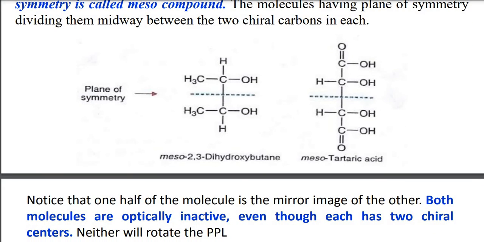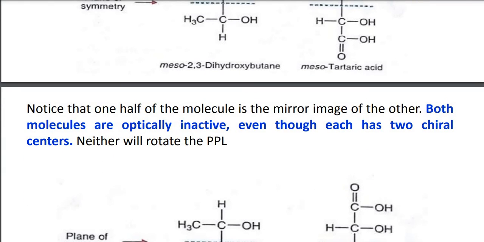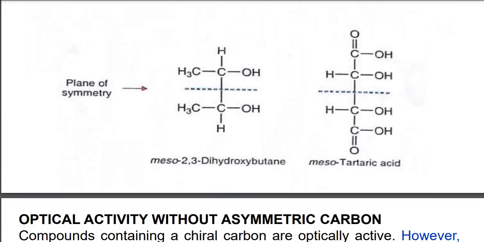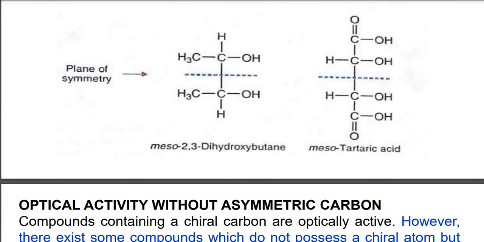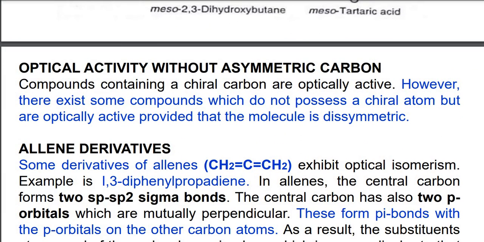You can see the meso 2,3-dihydroxybutane and meso tartaric acid. Notice that one half of the molecule is the mirror image of the other. Both molecules are optically inactive even though each has two chiral centers. Neither will rotate the PPL.